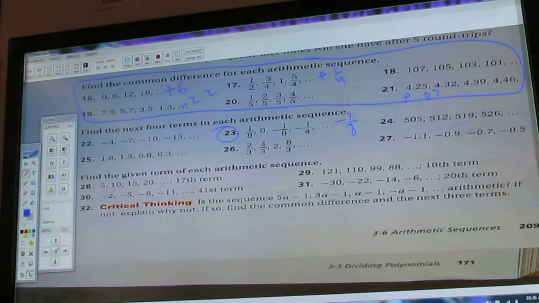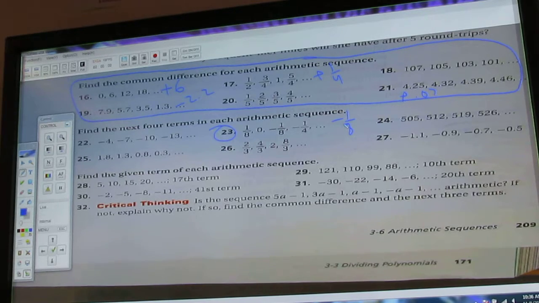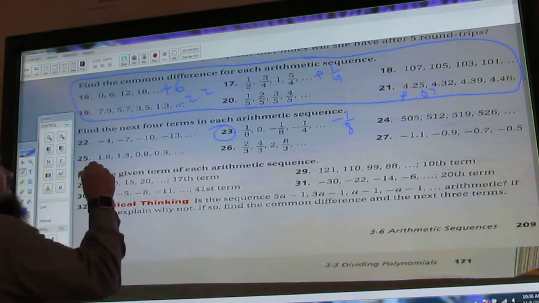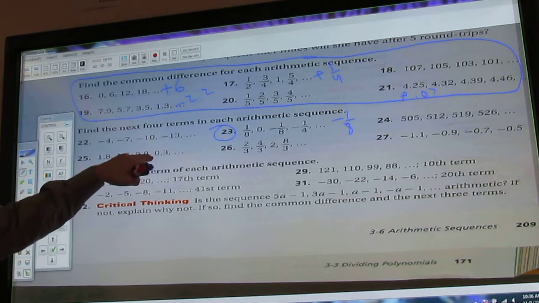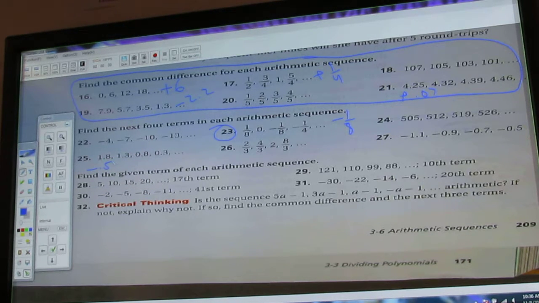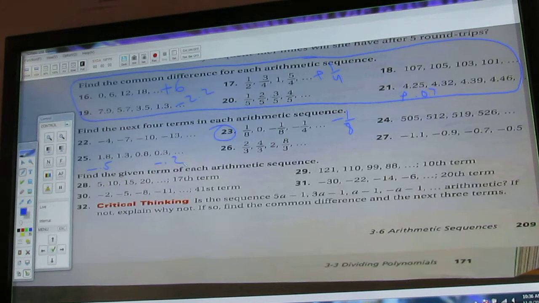How do I go from 1.8 to 1.3? Minus 0.5, right? So what's 0.5 away from 0.3? Well, negative 0.2, because you get 3 from 5. So we got negative 0.2. Now take 0.5 away from that.